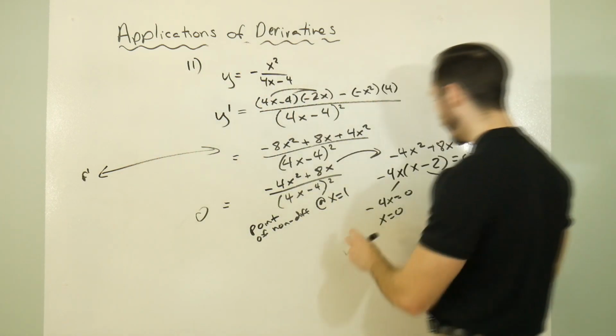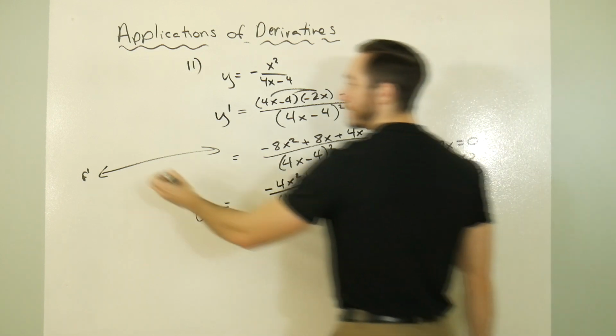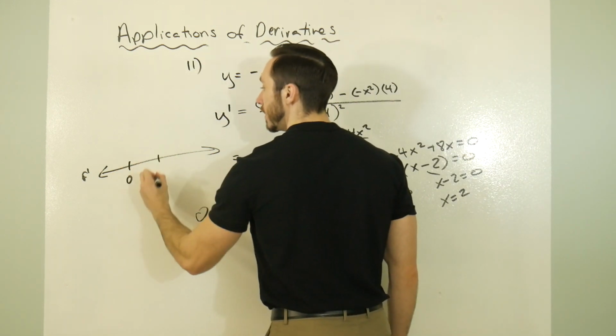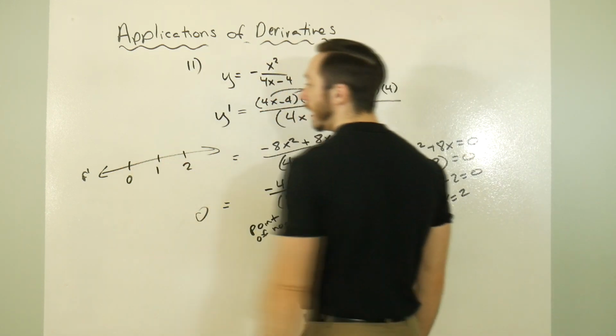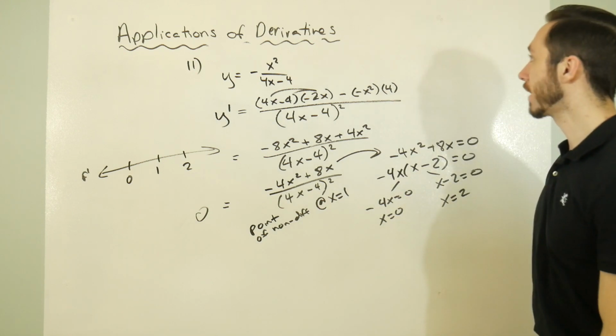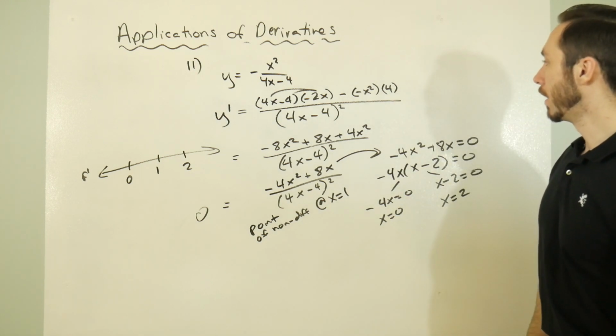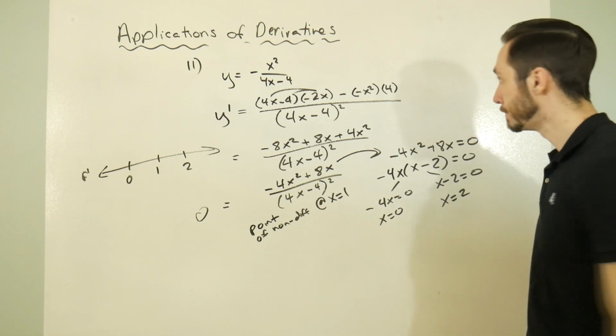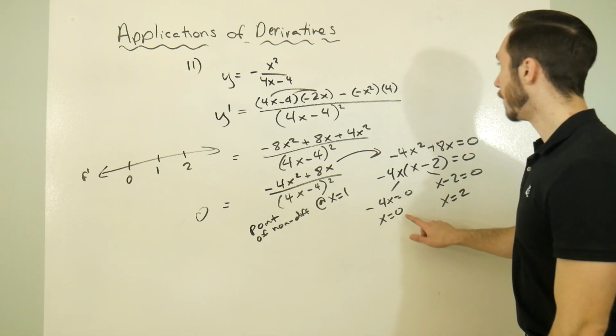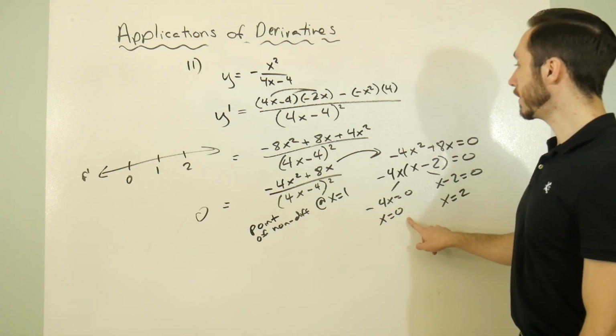And I have my candidates, 1, 0, and 2. Or a more conventional way of saying it is 0, 1, 2. I need to consider the signs now on both ends of this. So let's do precisely that. The way we're going to approach this is plug in values.